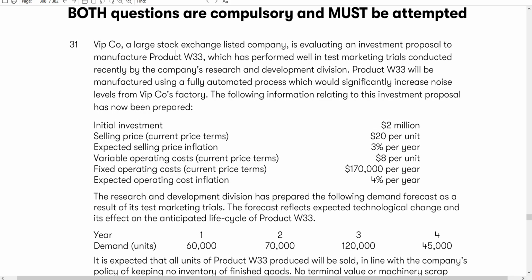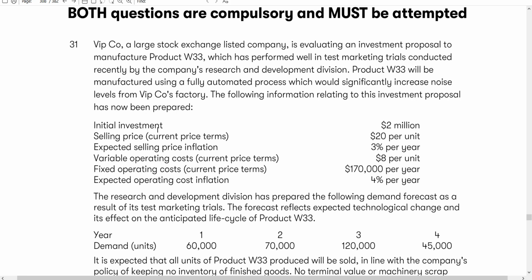VIP company, a large stock exchange listed company, is evaluating an investment proposal to manufacture product W33, which has performed well in test marketing trials conducted recently by the company's research and development division. Product W30 will be manufactured using a fully automated process which would significantly increase noise level from VIP company's factory. The following information relating to this investment proposal has now been prepared.